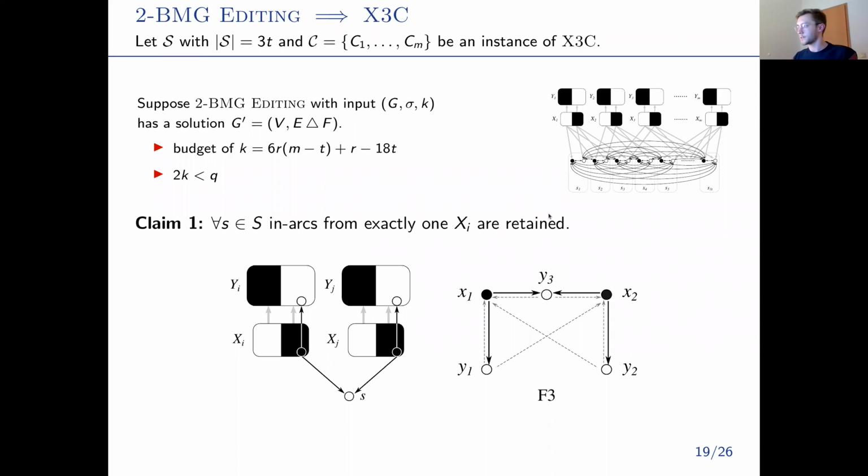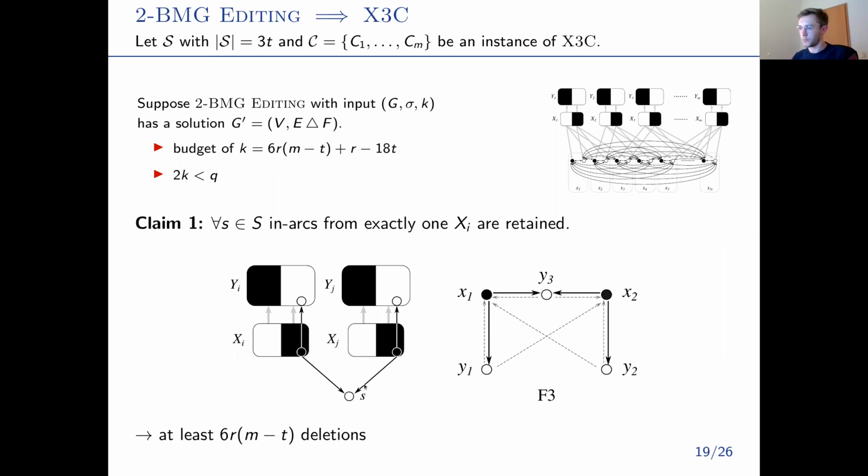So now we can ask when is the maximum number of arcs that we can retain between X and S vertices. And this is exactly the case if every S vertex has in-arcs from exactly 1 gadget. And in turn, this maximum number of retained arcs gives us a minimum number of deletions that we have to make. And those are again here. Since we had 6r times m before, and we can only retain at most 6r times t, then we have to make at least this many deletions. So you can see that this is already the first and the biggest part of our budget.